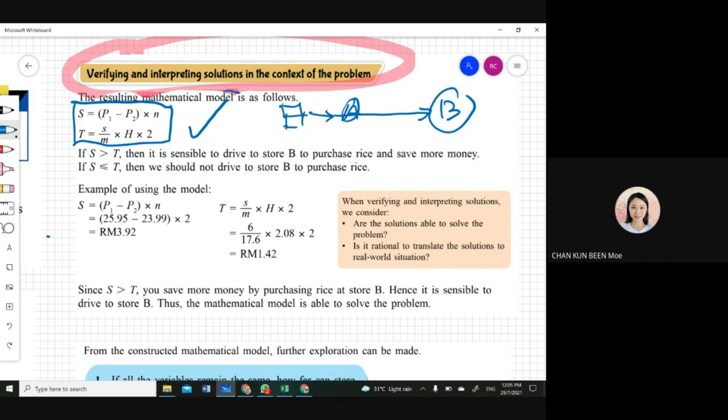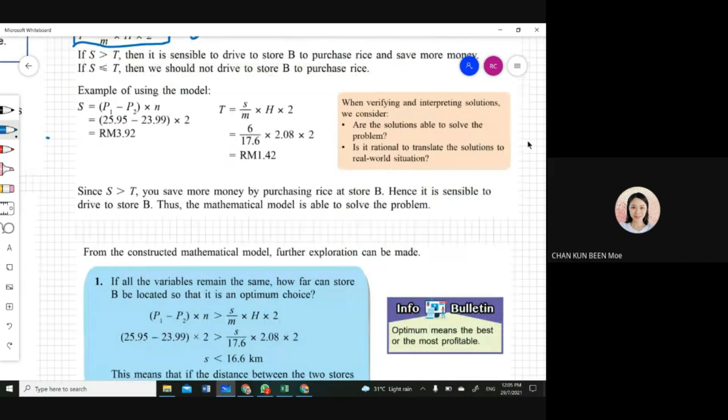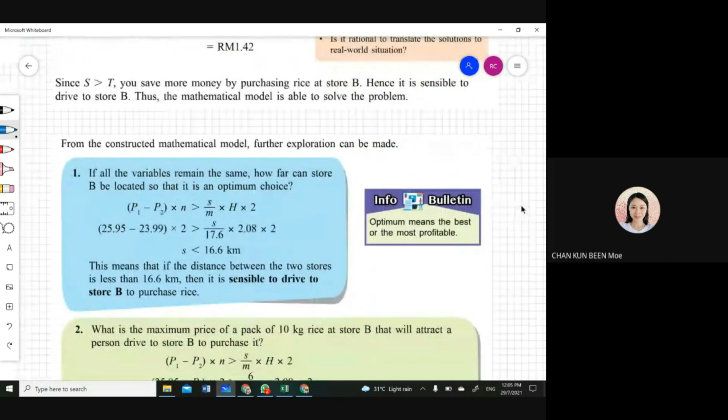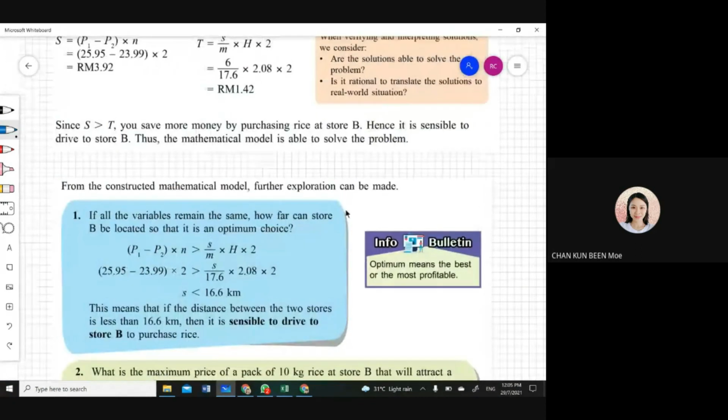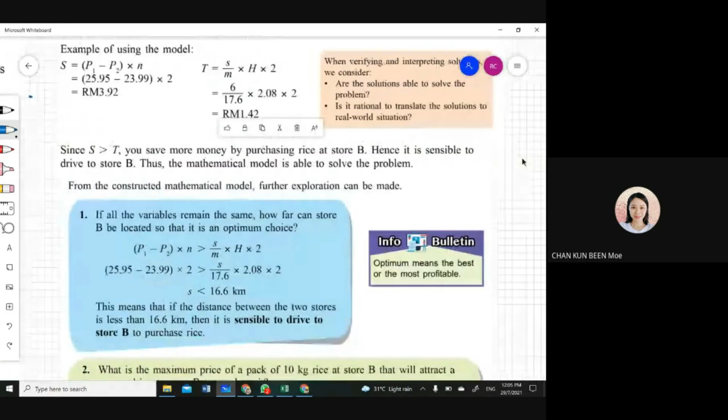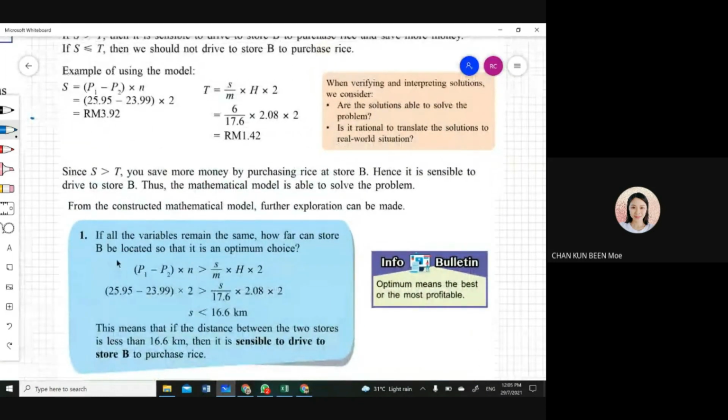Okay, now we continue. After V, I am a very robust robot. So the next one is R, right? R is refining. Okay, but before that, we still have further this one. From the constructed mathematical model, further exploration can be made. Okay, how do they explore this and make it nearer so that you can compare here? Okay, how far can store B be located so that it is an optimum choice? So how far can it be located?